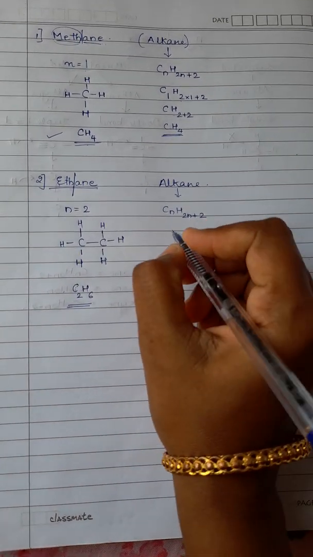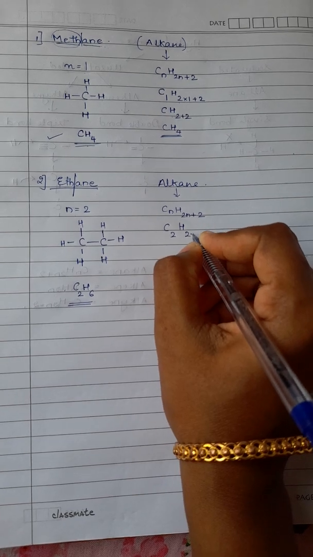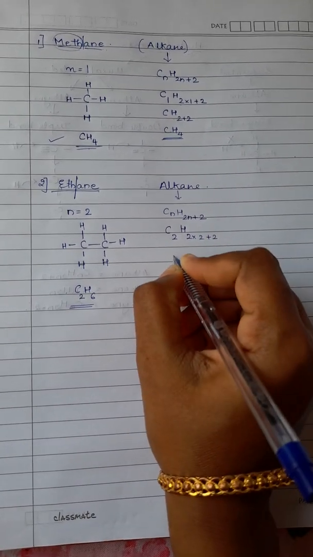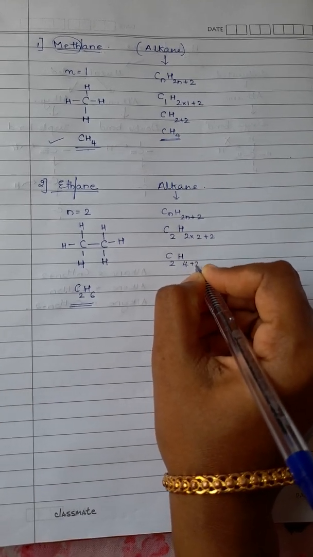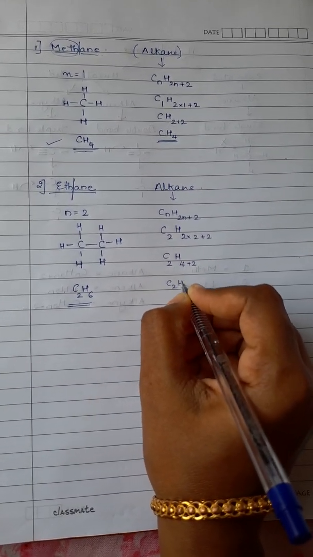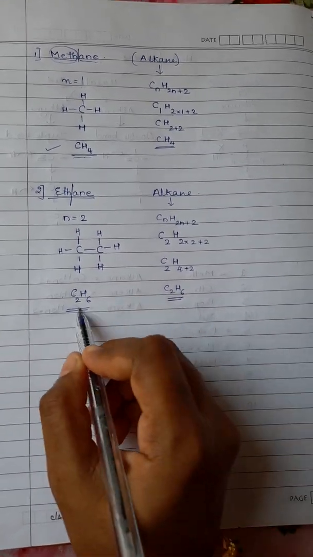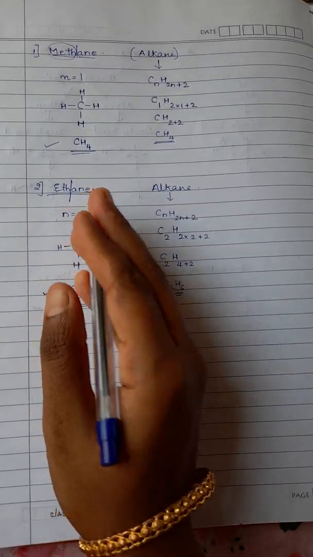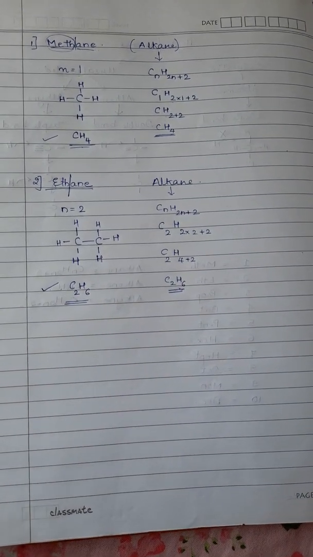Okay. So we have C2H, 2 into 2 plus 2. C2H, 2 twos are 4, 4 plus 2. C2H, 4 plus 2 is 6. C2H6. This and this are matching, so this is correct. So ethane has the formula of C2H6. Alright.